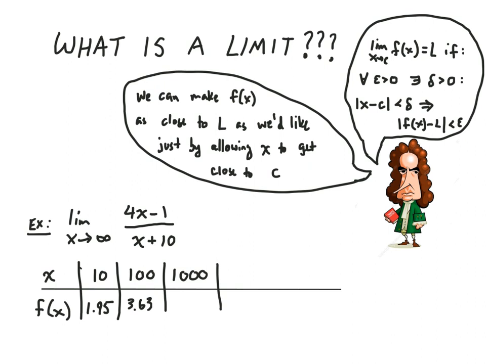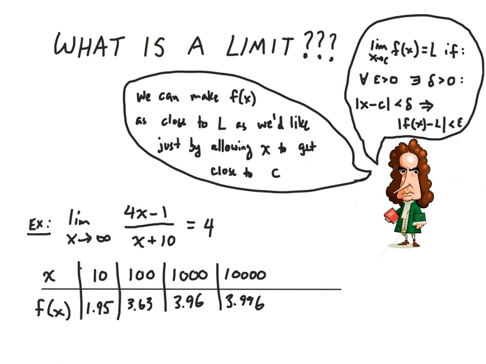Let's plug in 1,000. 4 times 1,000 minus 1 is 3,999, divided by 1,010 gives you 3.96. Do you have an idea what the limit might be now? If so, let's see if, when we plug in 10,000, your intuition is confirmed. When I plug in 10,000, I get 39,999 divided by 10,010, which is 3.996. At this point, I think it's pretty clear that our limit as x approaches infinity is 4.